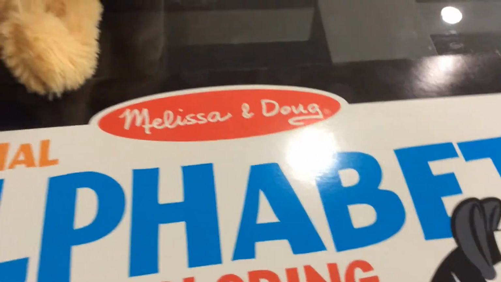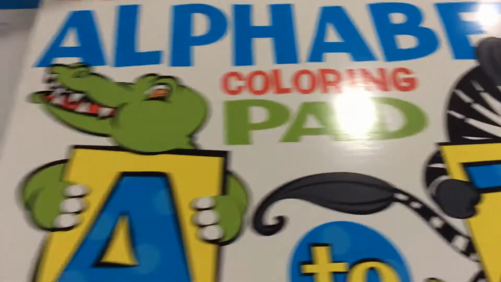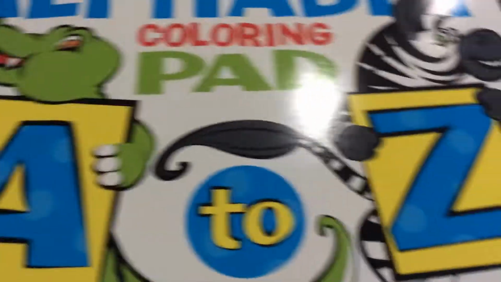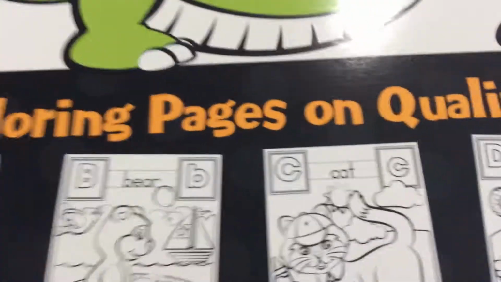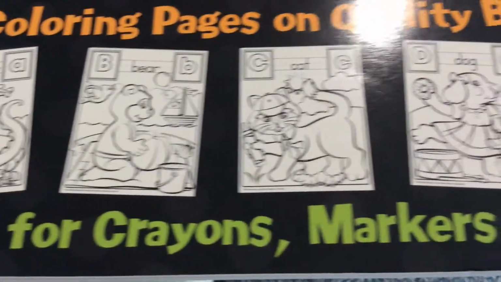And today we're going to be showing you this Melissa and Doug Animal Alphabet Coloring Pad book from A to Z, which is also known as alligator to zebra. There are 26 coloring pages on quality bond paper, and it's great for using crayons, markers, and paint.